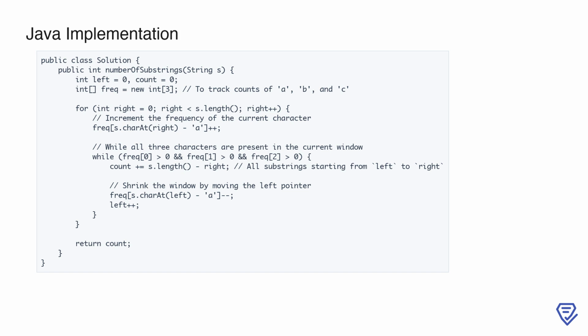This is the Java implementation of LeetCode problem number 1358, number of substrings containing all 3 characters. The logic mirrors the Python implementation using a sliding window approach. Key differences include using an integer array to track character frequencies and Java-specific syntax for looping and accessing characters. The solution efficiently calculates substrings by leveraging the sliding window technique.